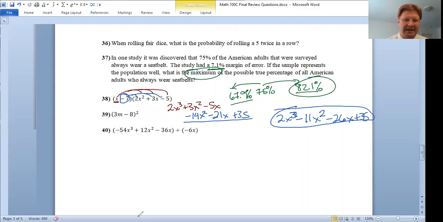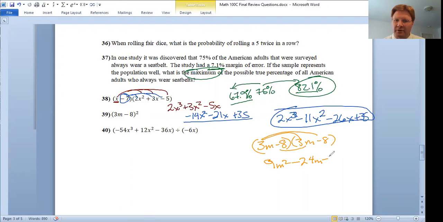Okay, number 39. 3m minus 8 squared. So we'll write it down here. 3m minus 8 squared is to put things timesing themselves. 3m times 3m is 9m squared minus 24m minus 24m plus 64. And these two combine in the middle to be 9m squared minus 48m plus 64.